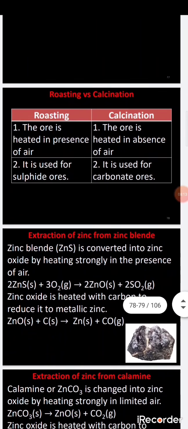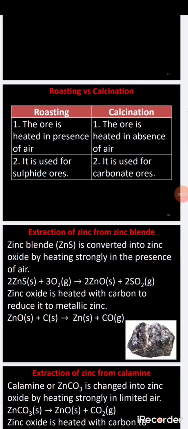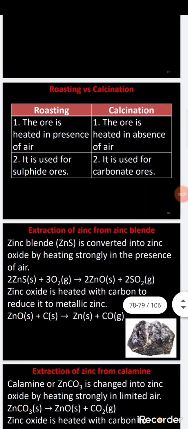Then what is the difference between roasting and calcination? Roasting is where the ore is heated in the presence of air. In calcination, the ore is heated in the absence of air. Roasting is used for sulfide ores, and calcination is used for carbonate ores.